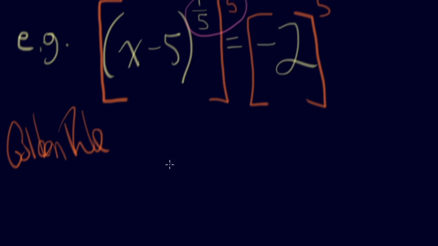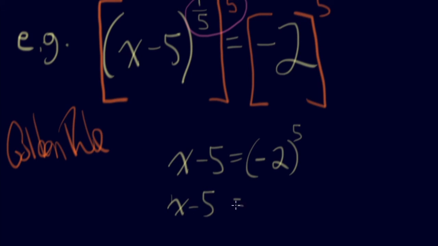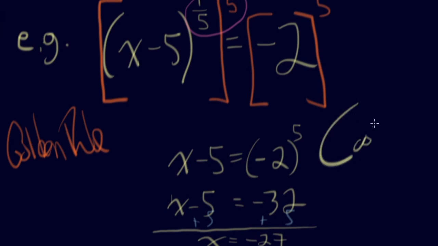So this question now becomes x minus 5 equals -2 to the fifth. Now I can do that: -2 times -2 times -2 times -2 times -2. That's not bad. That's just going to be -32. Just like that. Now I'm going to add 5 to both sides, and I have x equals negative... whoop, so x equals -27. That is cool.